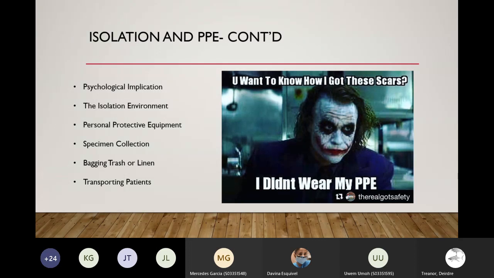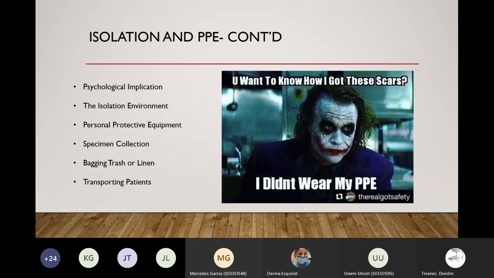PPE, gowns, prevent soiling your clothes or protect contact with infectious material. Masks provide you with respiratory protection. You can have a full face shield, which does the eyes, nose, and mouth, when you anticipate splashing or with airborne or droplet. Eye protection would be goggles or glasses, and then gloves, of course, prevent transmission via direct or indirect contact.